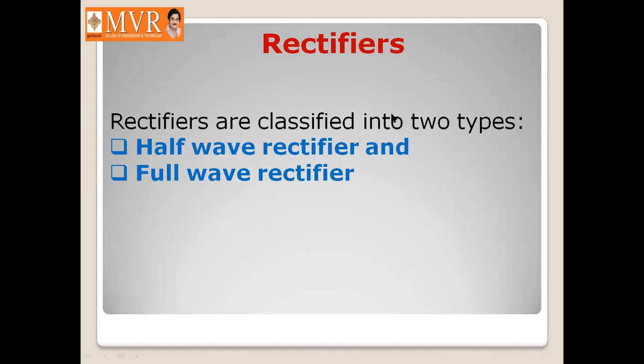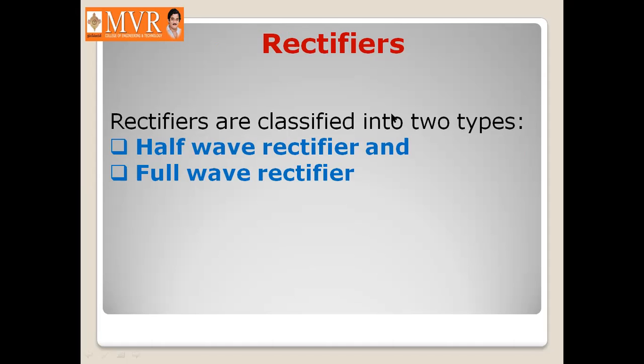So these rectifiers are classified into two types, that is one is a half wave rectifier and another one is a full wave rectifier. As you have studied in your EDC, the half wave rectifier is constructed with the help of a diode.